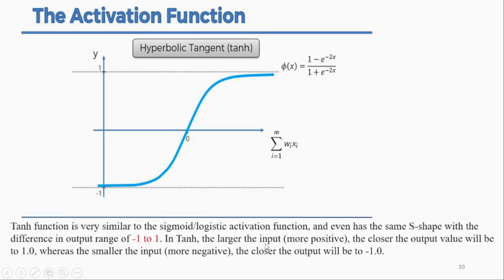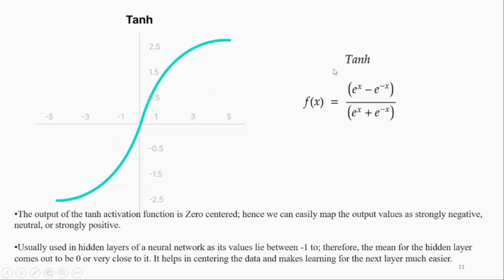Again, the larger the input, meaning more positive values, the output value will be closer to 1. So if we look at this, up to this point the values are negative, a smaller value. With the smaller value, it is closer to -1. With the more positive or larger value, it is approaching +1. So this is the mathematical equation of the tanh function.